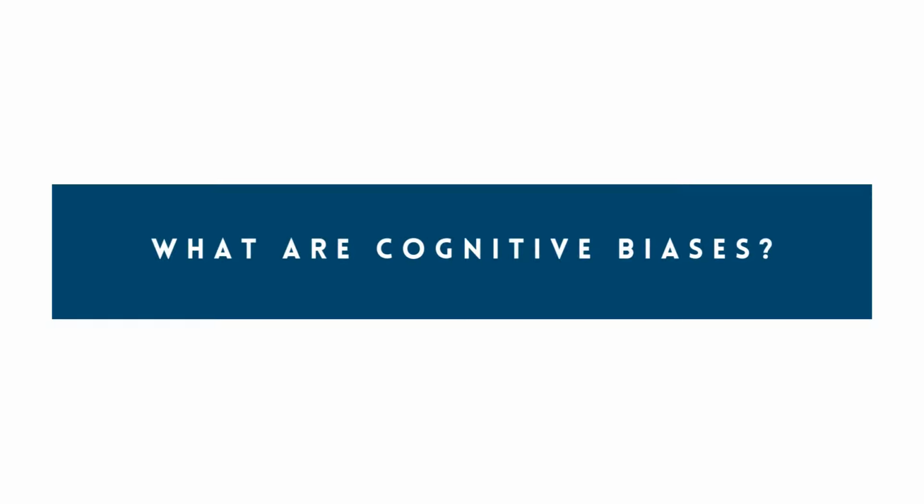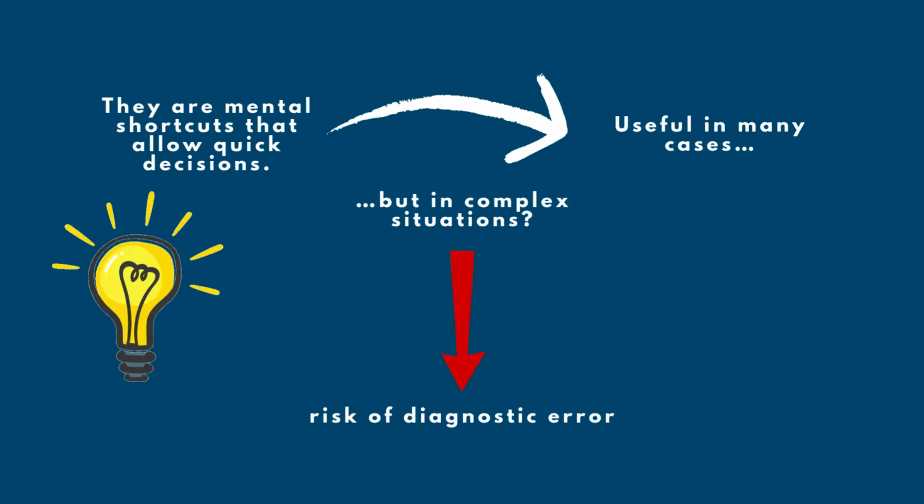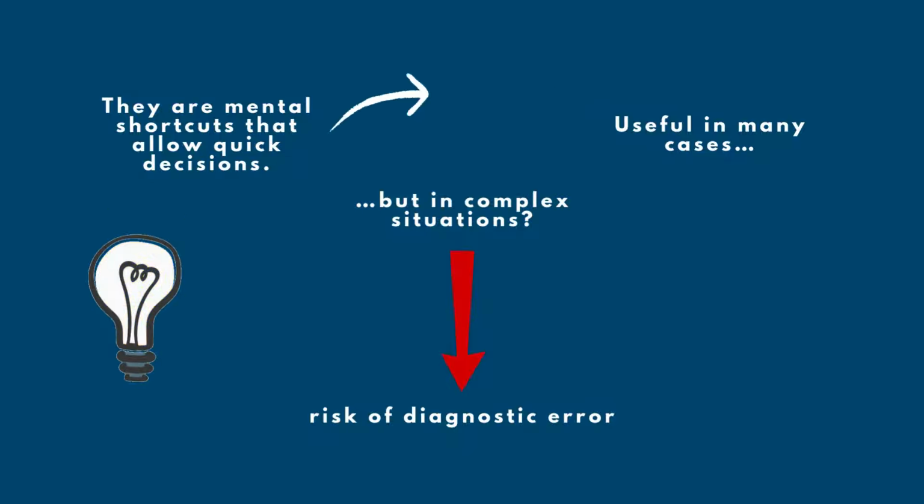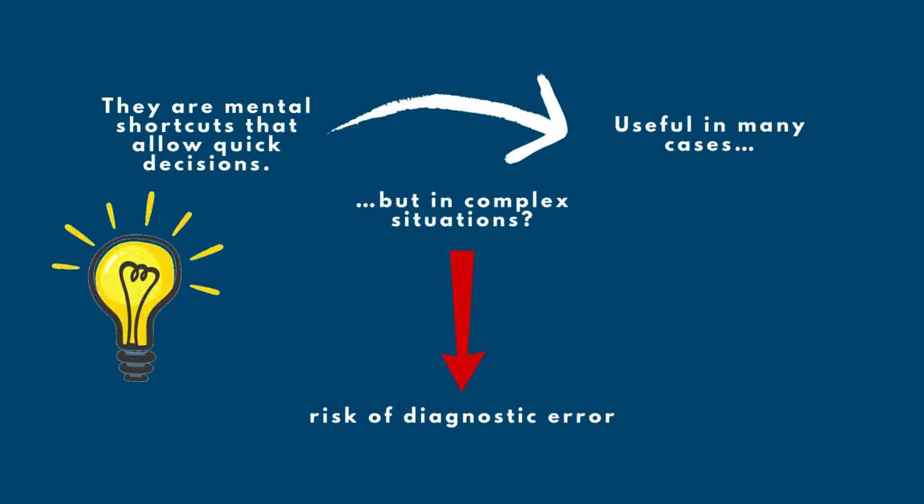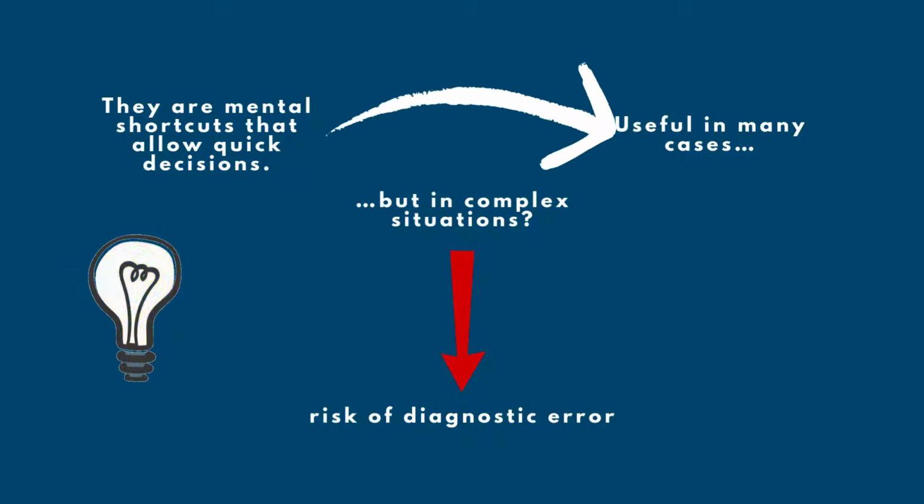What are cognitive biases? A cognitive bias is a mental shortcut. It helps us make quick decisions, but it can mislead us. In medicine, these shortcuts often lead to incorrect diagnoses. That's why we need to learn to recognize them.